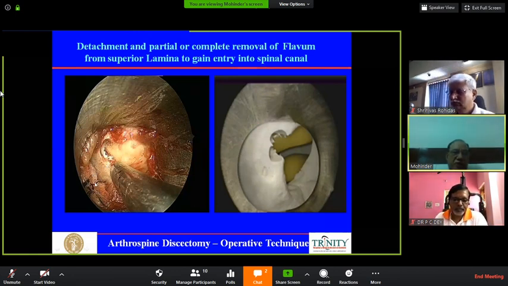I have used a patchy here to retract the soft tissue to minimize the learning curve. So patches are very, very important. Gauzes are very, very important in the beginning of one's endoscopic practice.